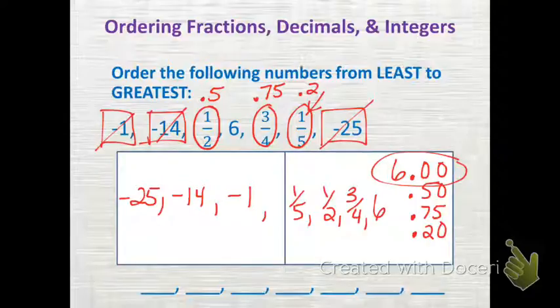So I'm going to go down here to the bottom. Let's write them in order. We have -25, -14, -1, 1/5, 1/2, 3/4, and 6.